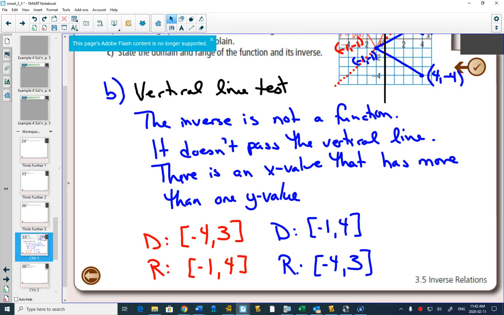Compare the domain and range of the red one to the domain and range of the blue one. What do you notice? They've just been flipped, which makes sense because with our inverse, the only thing that's happening is you're switching x and y. So it makes sense if you switch x and y that your domain switches to become your range, and your range switches to become your domain. Okay, try questions 4 and 9.